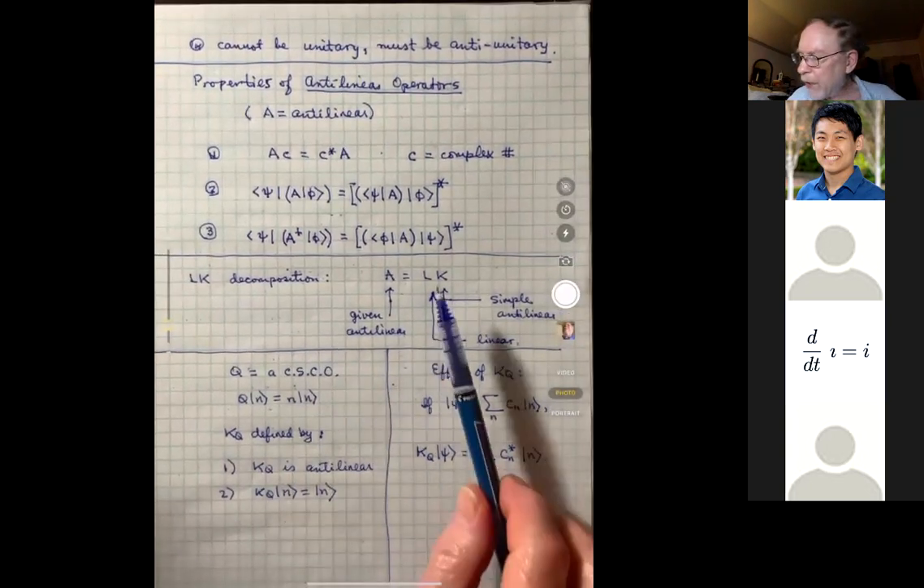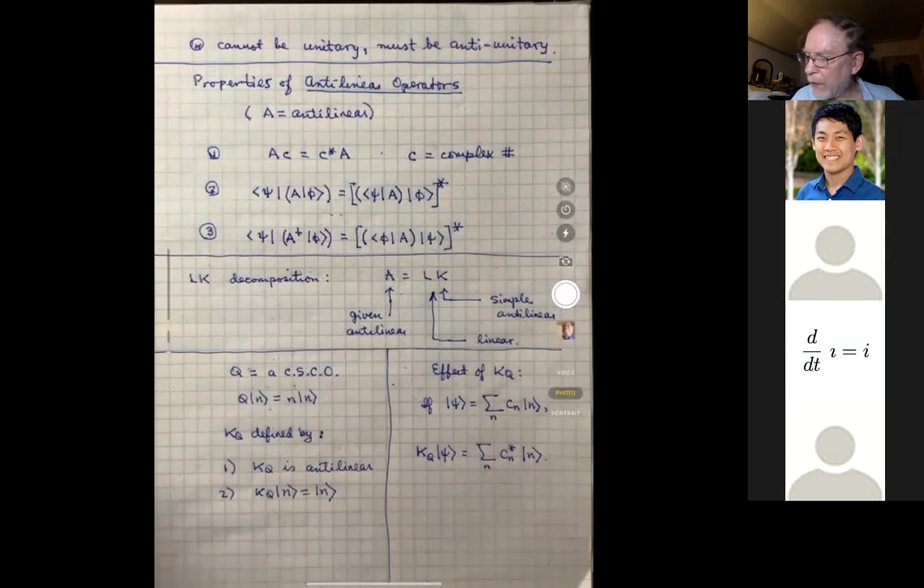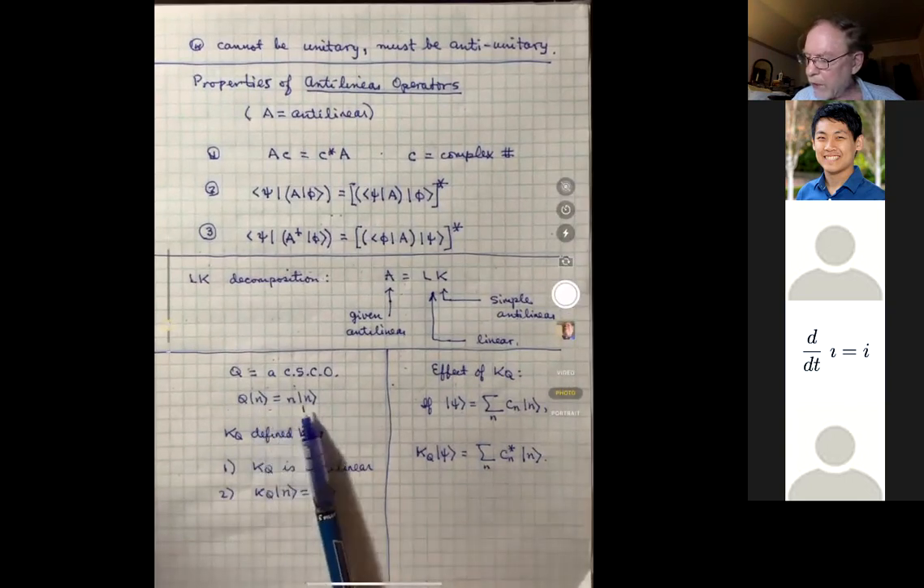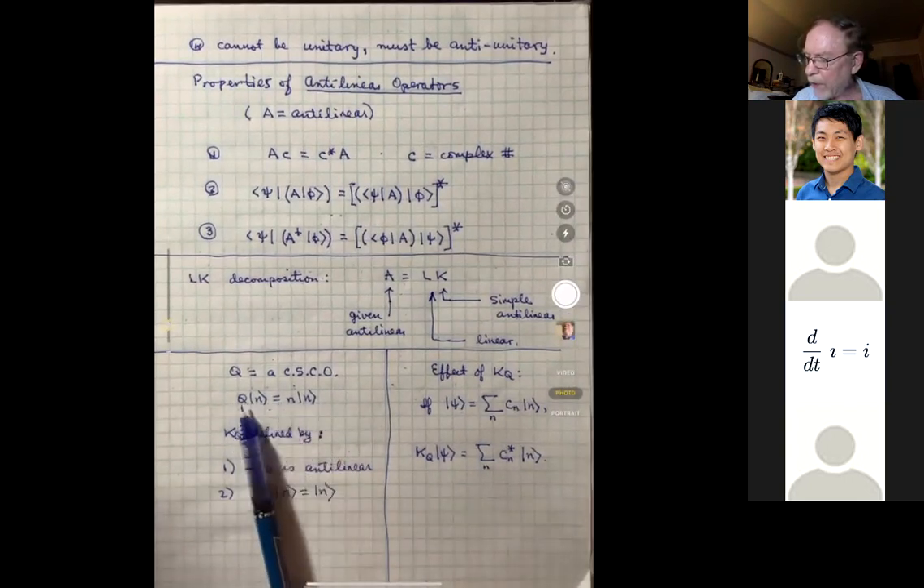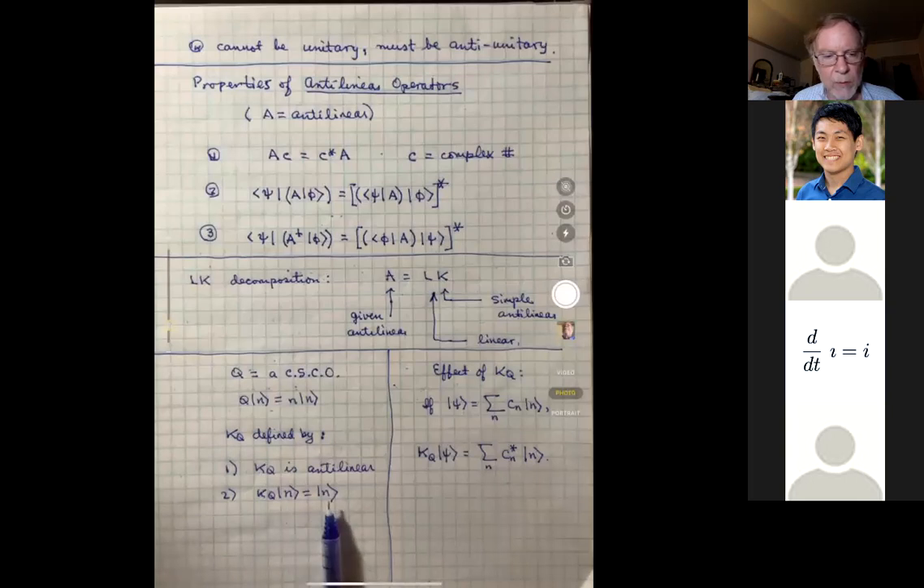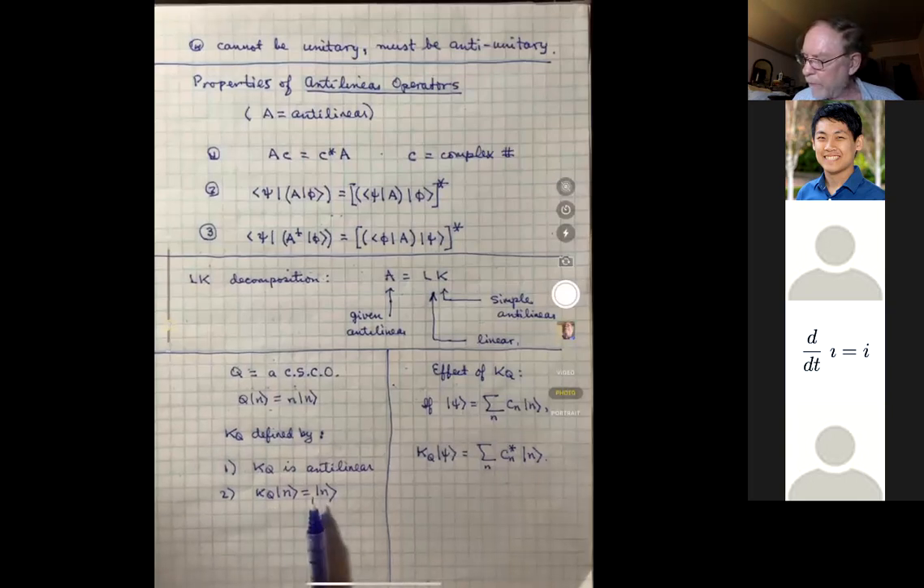The type of operators K, the simple ones that we encounter, are usually of the following type. We let Q be some complete set of commuting observables with eigenstates n like this. So this is the eigenvalue eigenvector problem here. Then K, with reference to that complete set of commuting observables, is defined by the fact that K sub Q, first of all, is antilinear, and secondly, it takes the basis states into themselves with no multiplicative factor or anything like that, just reproduces them.